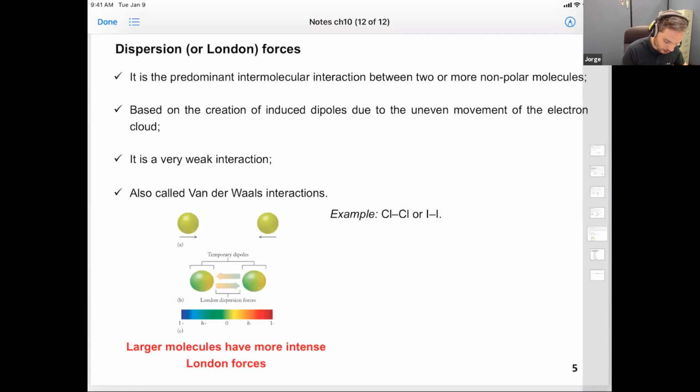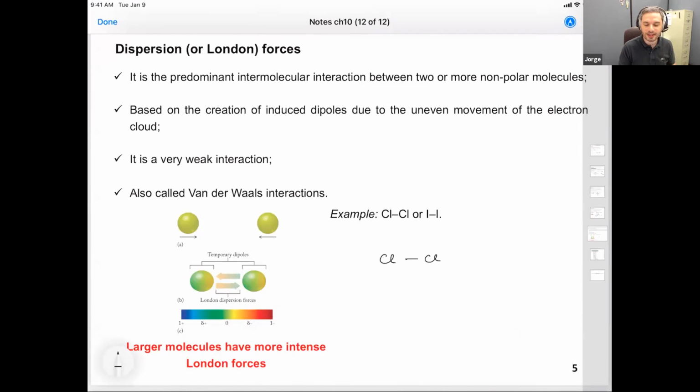So let's see how that works. So let's look here at the Cl2 molecule as our example. There is only one way to arrange two atoms, and that is in a linear fashion.